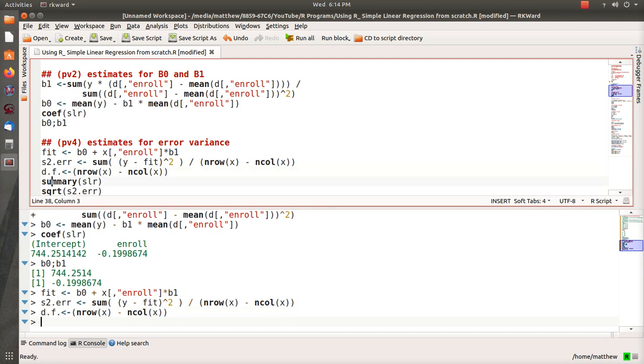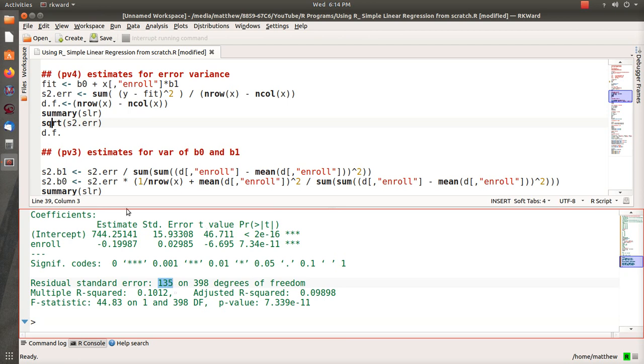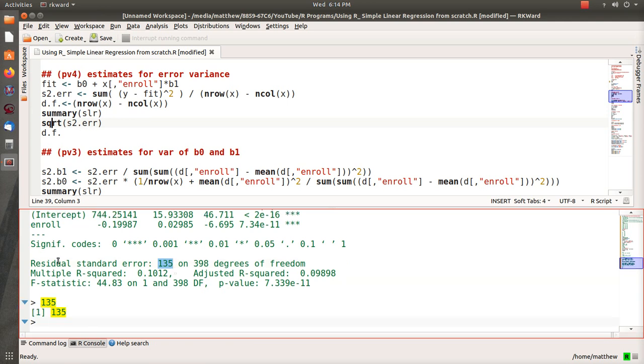Let's do this. The summary of our model produces this, and the residual standard error is what we're trying to grab right there. If we take the square root of our variance estimate, it should produce that. And it does, 135. Right?